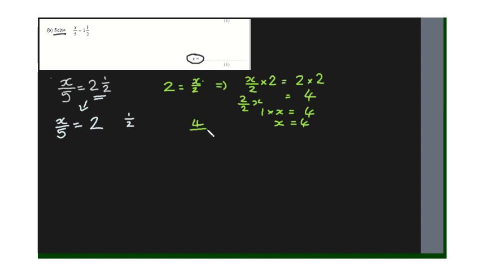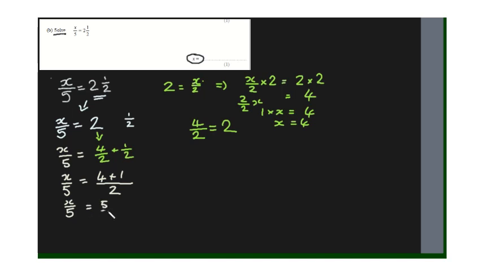So 4 halves equal 2. Let's swap that in here. This can now be converted into 4 over 2, and a half, plus 1 half. Let's just copy this bit down, x over 5 equals. Now these two share the same denominator, here and here. Let's combine the tops, 4 plus 1. Again, just copy this down. So x over 5 equals 5 over 2.